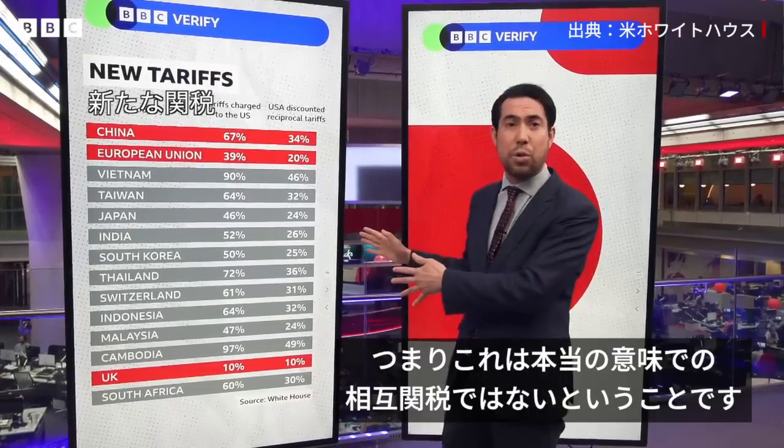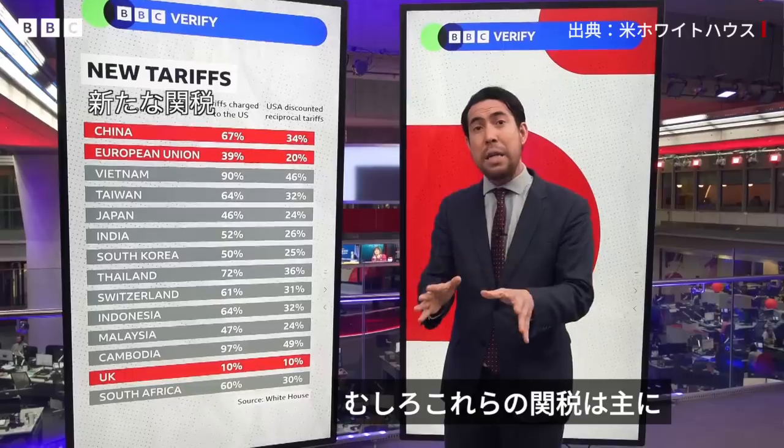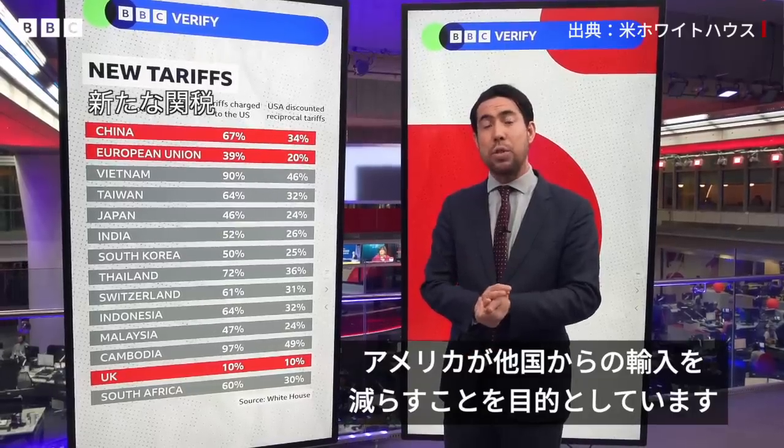So what this underscores is that these are not really reciprocal tariffs. Rather, they're primarily designed to reduce America's imports from other countries.